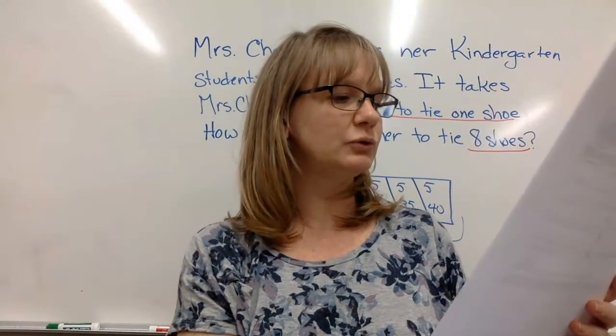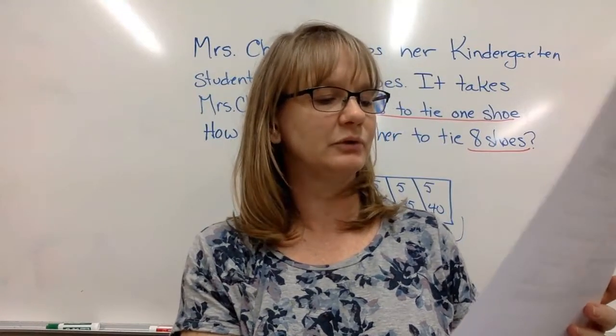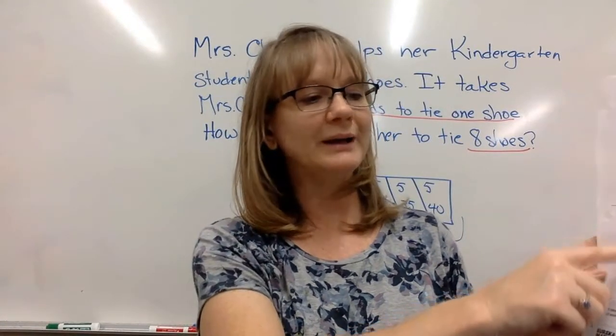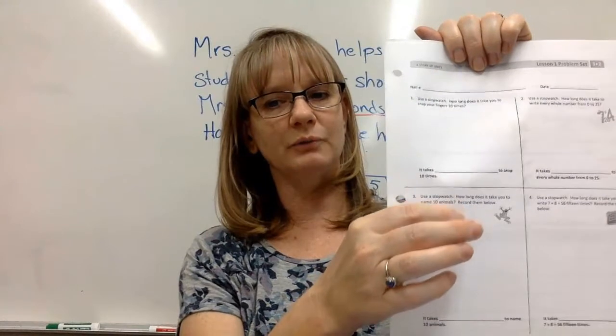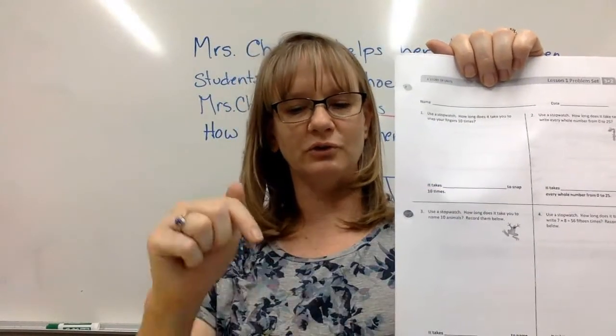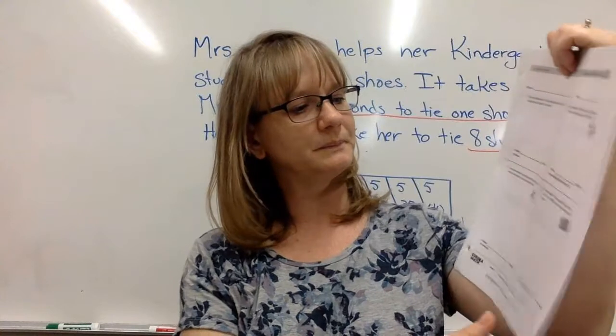Then you have to name 10 animals. Looks like you have to write down because it says record them below. So here on the frog one, you have to write down 10 animals. How long is that going to take? So make sure you start the timer, then start writing, and then stop the timer and see how long it takes you to write 10 animals.